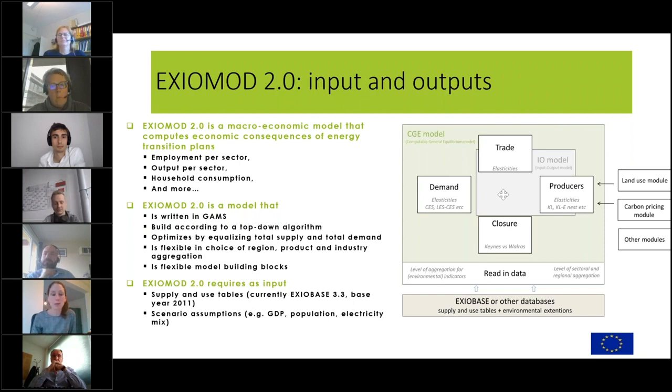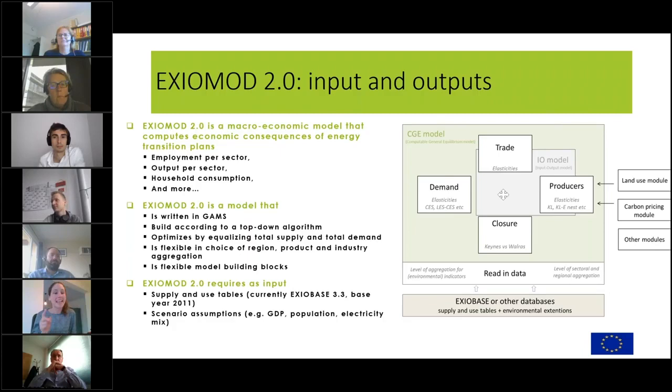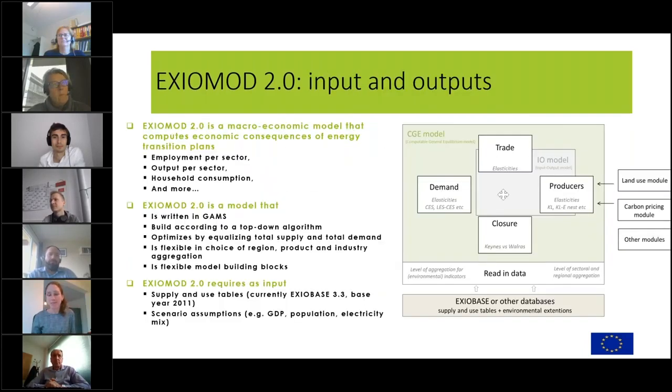So what kind of output can you expect from this model? Previous slide, please. It's, for example, employment effect, output per sector, household consumption, etc. Now next slide, please. Thank you.